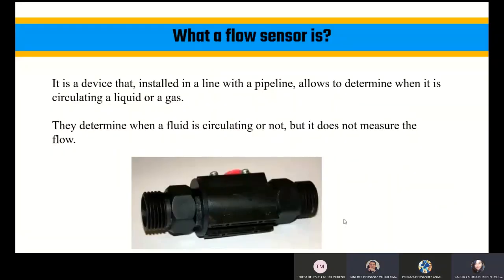My name is Victor Sanchez, and I'm going to explain what a flow sensor is. The flow sensor, also known as a flow detector or flow switch, is equipment for monitoring fluids in pipes. It works with the displacement of a magnetic piston that indicates the increase or decrease of liquid flow, activating the contact or reed switch.